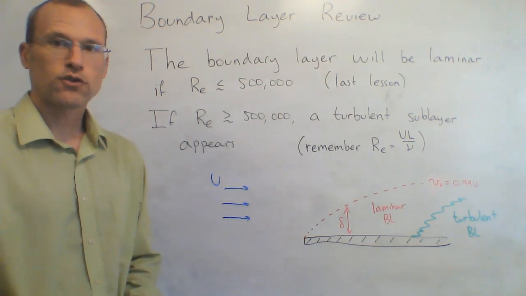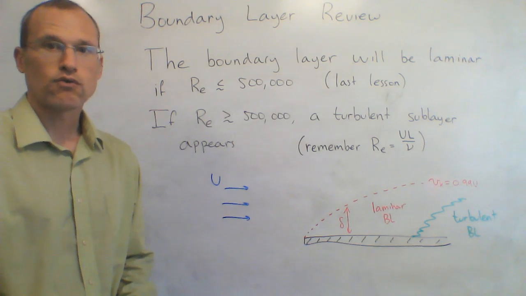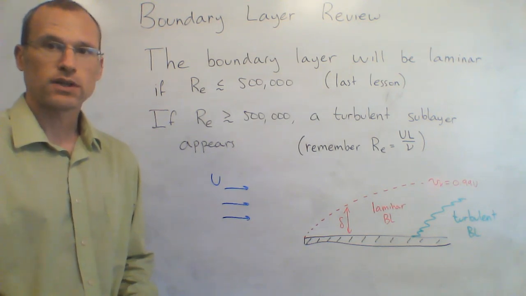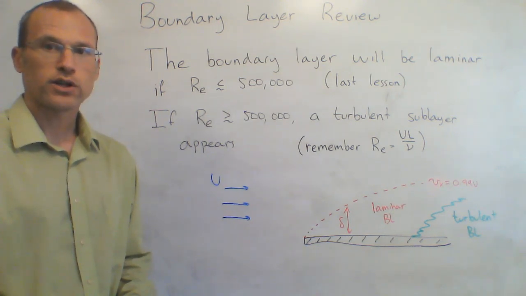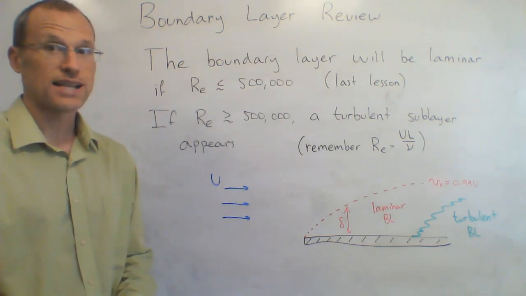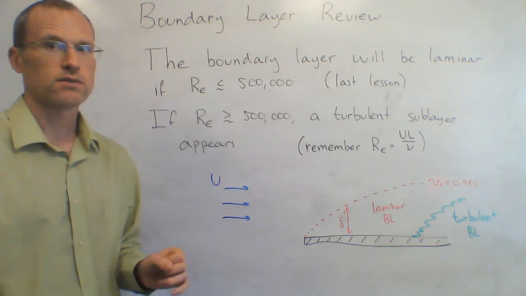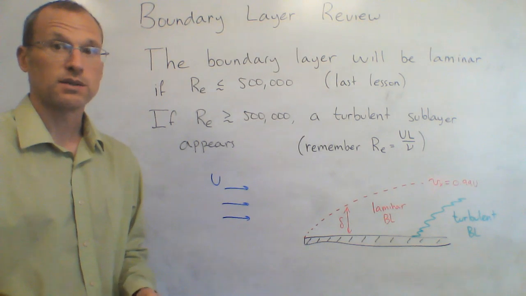So the condition for the boundary layer to be laminar or turbulent is based on the Reynolds number. If the Reynolds number is less than roughly 500,000, the boundary layer will probably be laminar. And so everything that we saw in the previous lesson applies when the Reynolds number is less than 500,000. However, if the Reynolds number is bigger than 500,000, the boundary layer will most likely be turbulent.